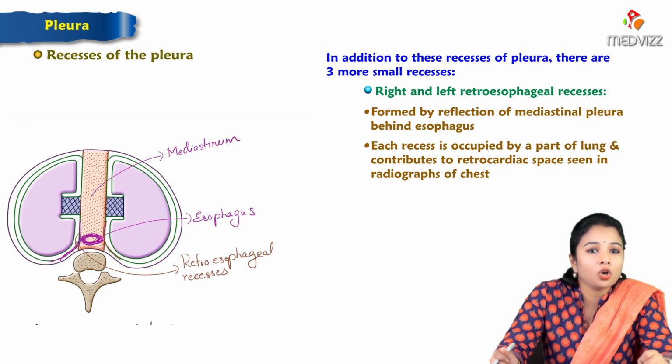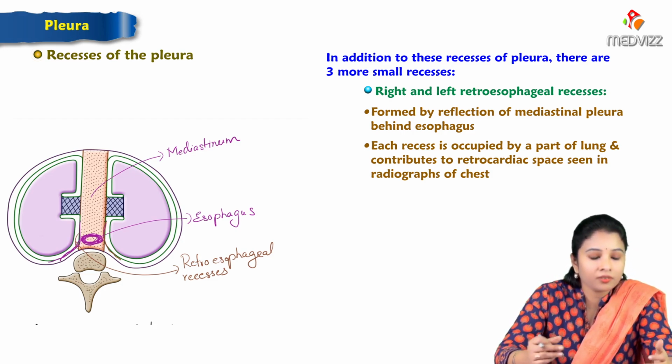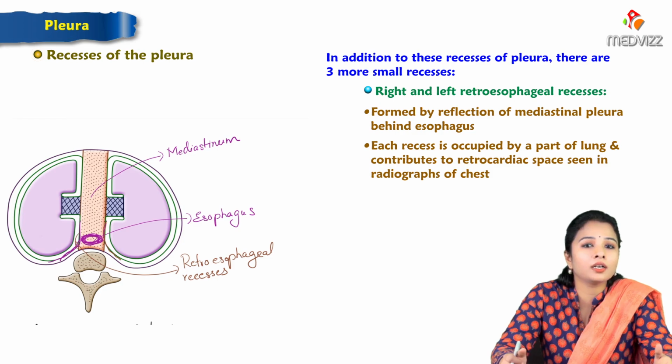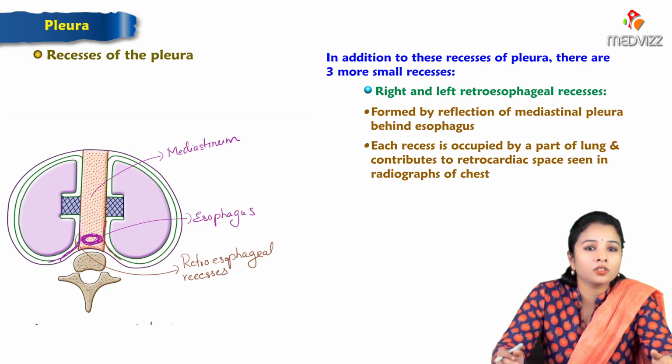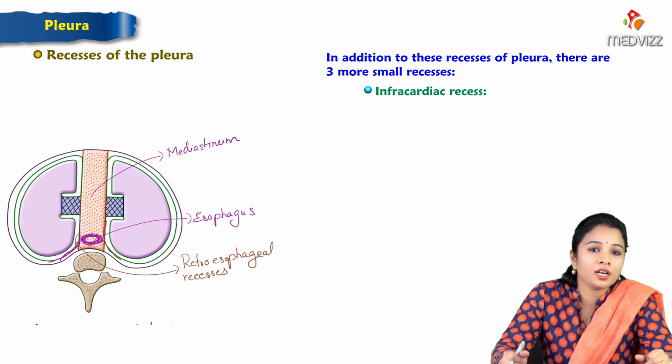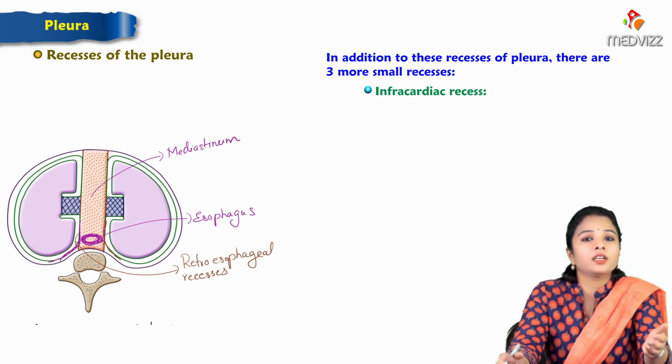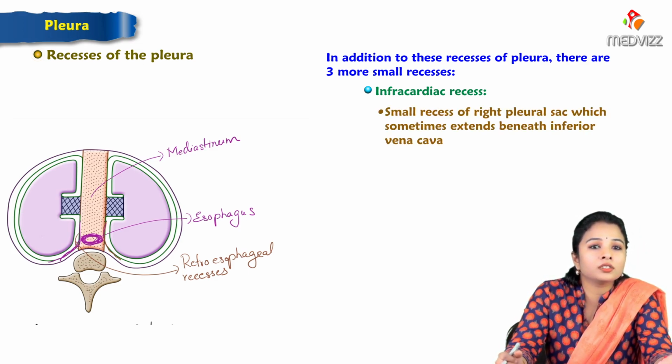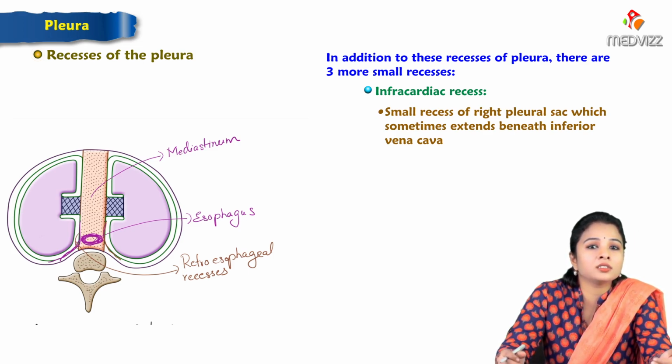So each recess is thought to be occupied by a part of lung, and it also contributes to the retrocardiac recess. So same thing within the mediastinum, behind the heart it is called the retrocardiac recess. So the space is appreciated in chest radiographs, X-rays. And inferior cardiac recess: it is the small recess of the right pleural sac which sometimes extends beneath the inferior vena cava, which is called the inferior cardiac recess.